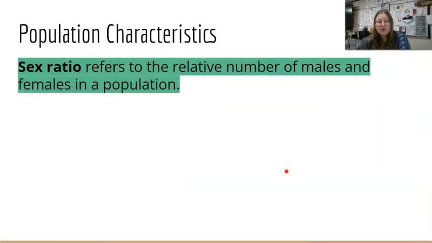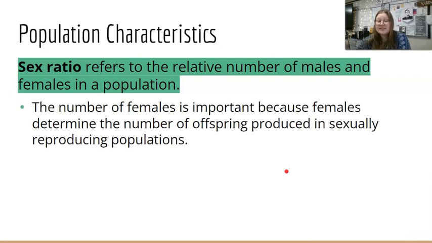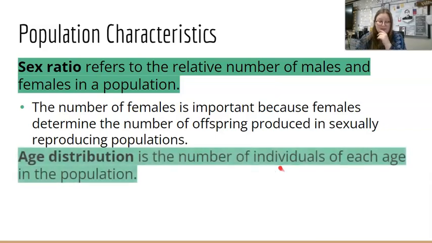Another population characteristic we'll look at is sex ratio. This refers to the relative number of males and females in a population. The number of females is important because females determine the number of offspring produced in sexually reproducing populations. There are some organisms that are capable of asexual reproduction, meaning they don't need another individual. But for those organisms that require another individual to reproduce, it is typically the females that are setting that limit of production because they are creating the babies.